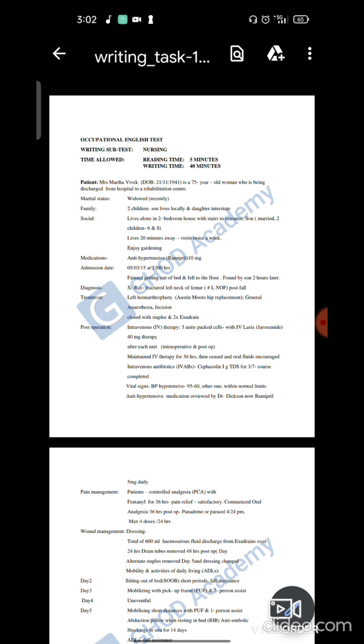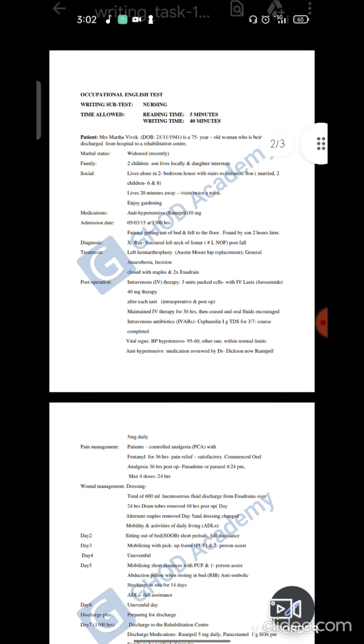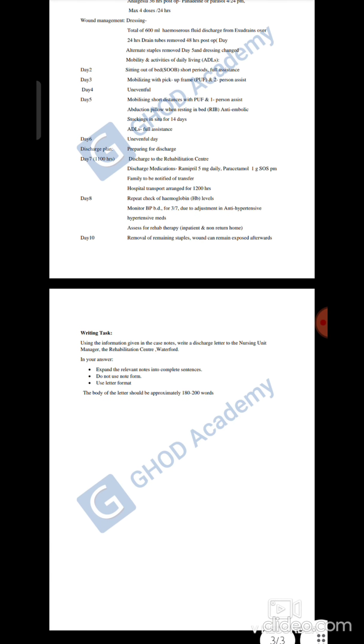That is, the patient, Mrs. Martha Vivek, date of birth 21/11/1941, is a 75-year-old woman who is being discharged from hospital to a rehabilitation center. So you came to know the patient's name, age, and that she got admitted to hospital, but is now going to be discharged to a rehabilitation center. All right. Now we will go to the last sentence.